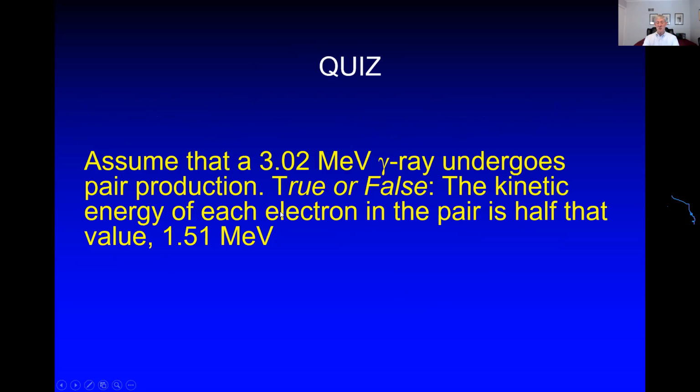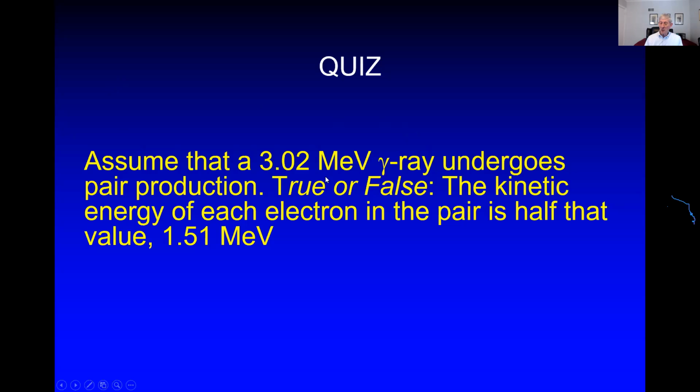Now, how about this? I just promised you this question. We know it takes 1.02 MeV to form the pair, but we have a photon that's 3.02 MeV. True or false? The kinetic energy of each electron in the pair is therefore half of that value, or 1.51 MeV. True or false? False. True and false. You know what that means, don't you? One of you is right.